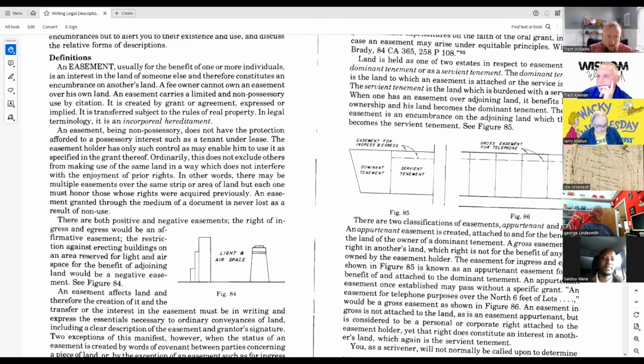So a couple definitions. Easement, usually for the benefit of one or more individuals, is an interest in land of someone else and therefore constitutes an encumbrance on another's land. We deal with this all the time today, particularly when we're looking at original surveys, subdivision plats and the like, because there's all sorts of easements that get put on that: public utility easements, access easements, drainage easements, rights of ways, and the like. But we're also retracing these easements and writing them.